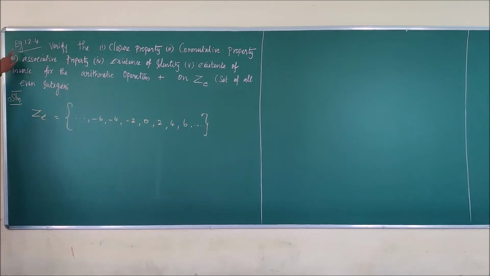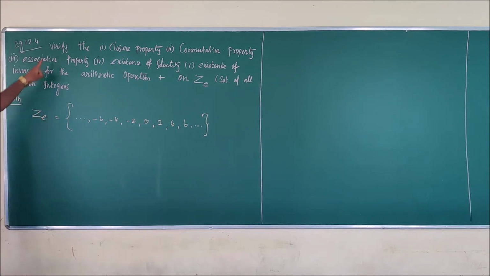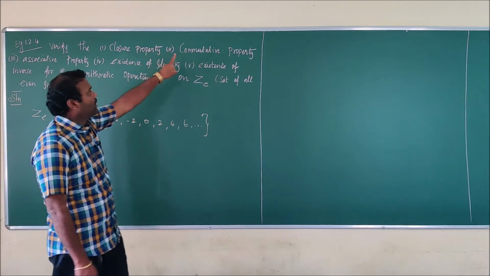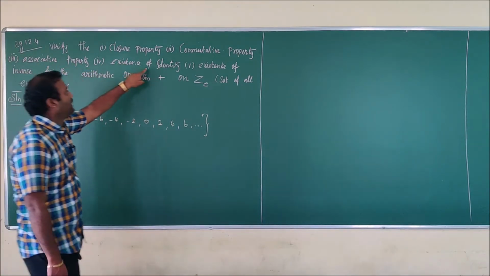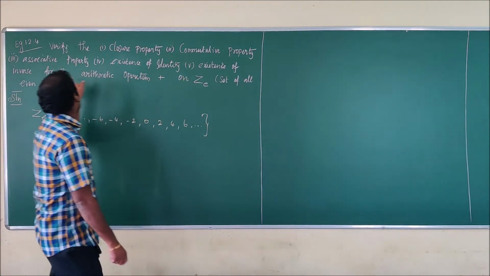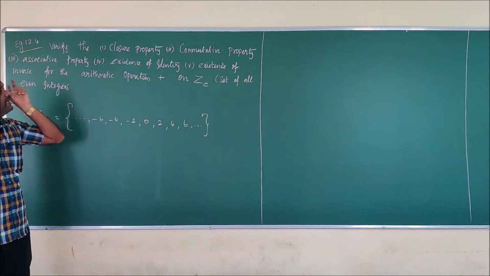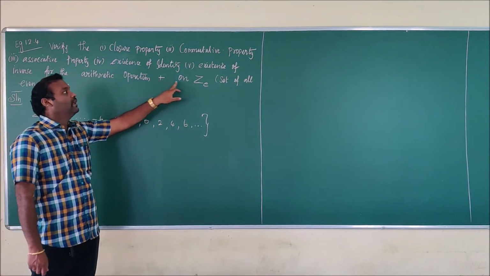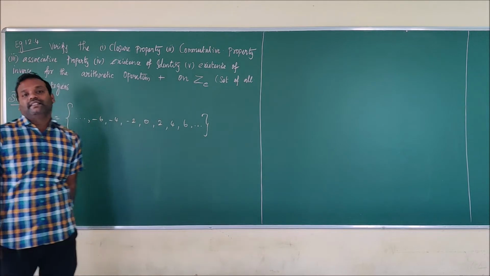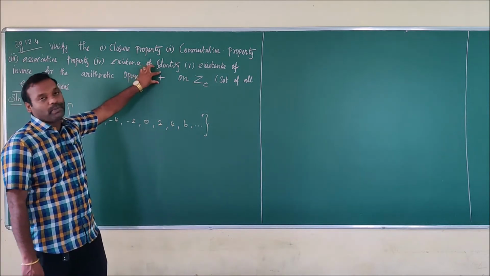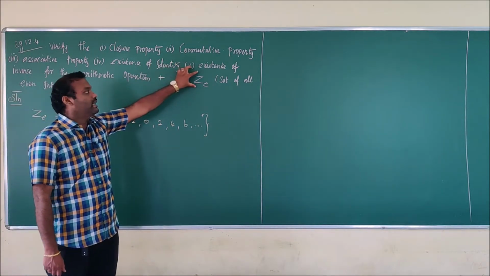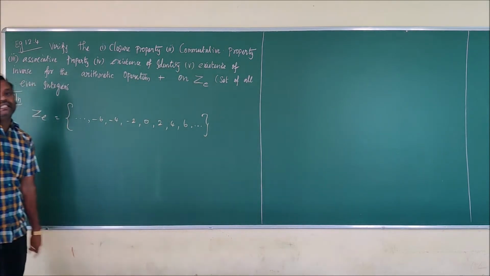So next we are going to see example 12.4. Verify the closure property, commutative property, associative property, existence of identity, existence of inverse for the arithmetic operation plus on ZE, the set of all even integers. Here the operation is plus, addition, and ZE is the set of all even integers.